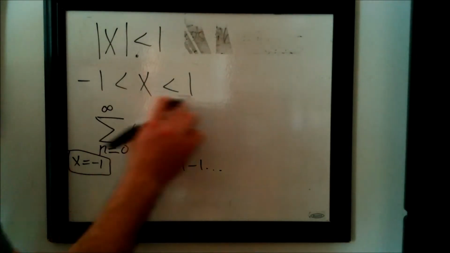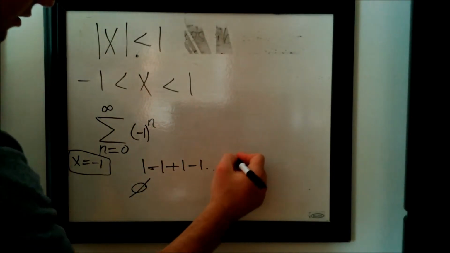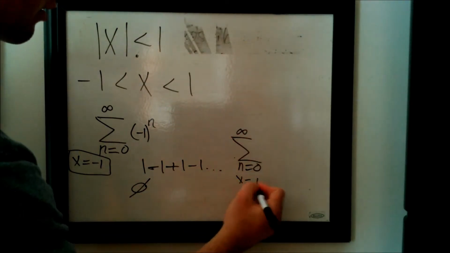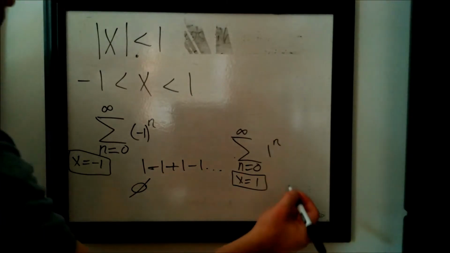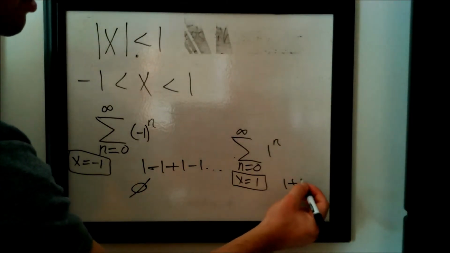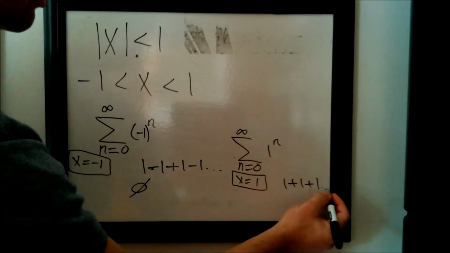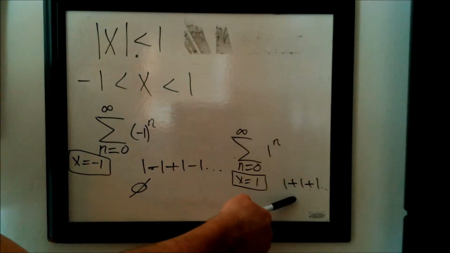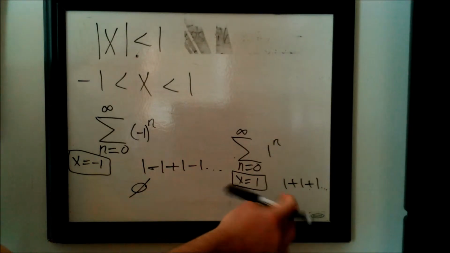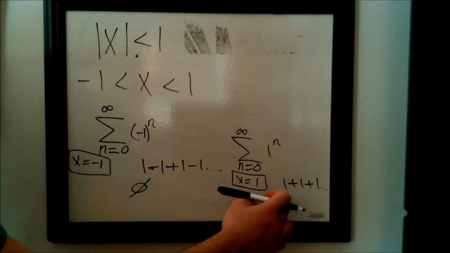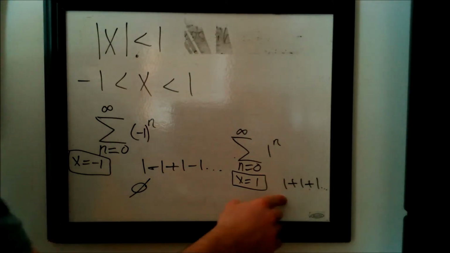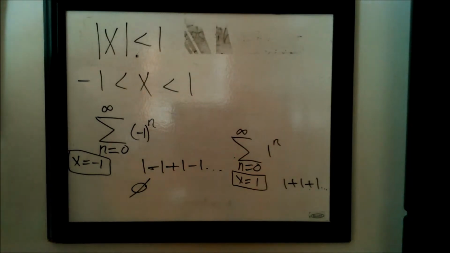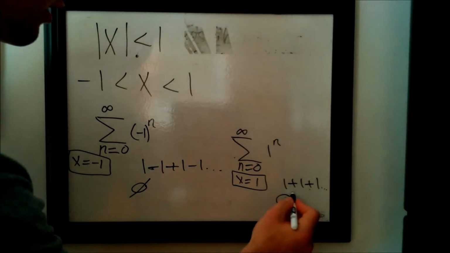Now let's check +1. Okay, well this series also diverges because it's the sum of 1 plus 1 plus 1 onto infinity, and we can say that we know that this series will diverge because the divergence test says that it will. 1 plus 1 added to infinity is obviously going to diverge.